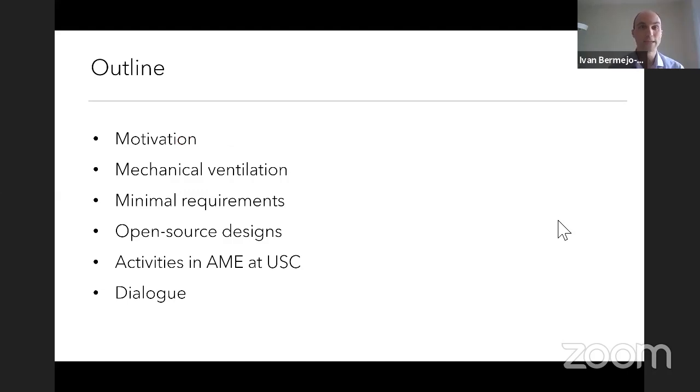This is the outline of the presentation. I'm going to start briefly by motivating this topic. Then I'm going to describe a little bit the mechanical ventilation systems and introduce some concepts that, from the standpoint of fluid mechanics, are important for our designs. Then I'll tell you about the minimal requirements that different medical authorities have issued guidance about for these efforts on emergency ventilators. Then we'll have a look at some of the open source designs, and finally the activities within the aerospace and mechanical engineering department here at USC. And then we'll open the dialogue for everyone to participate.